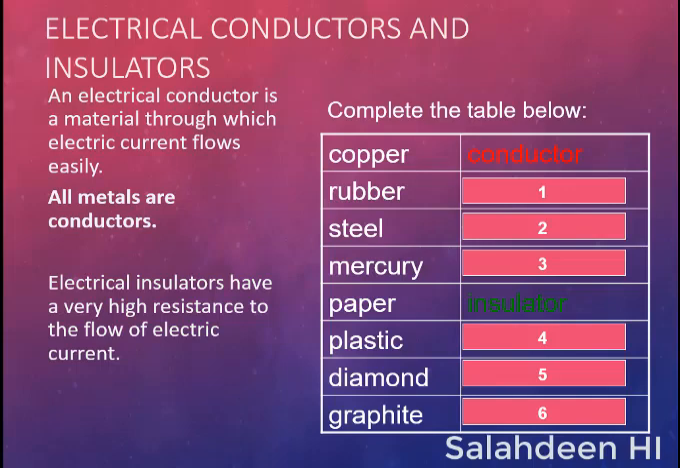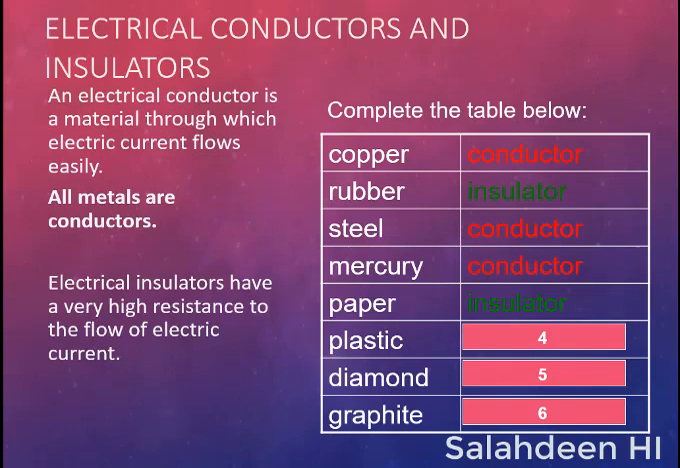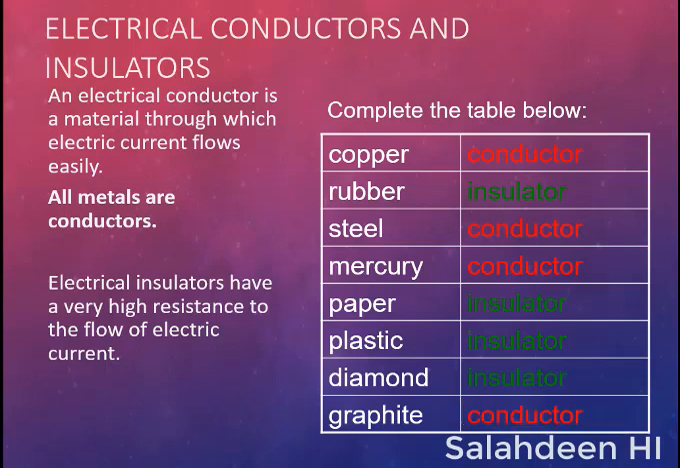Let us complete the table below. Copper is a conductor. Rubber is an insulator. Steel is a conductor. Mercury is a conductor. Paper is an insulator. Plastic is an insulator. Diamond is an insulator. And we have graphite, it's a conductor.